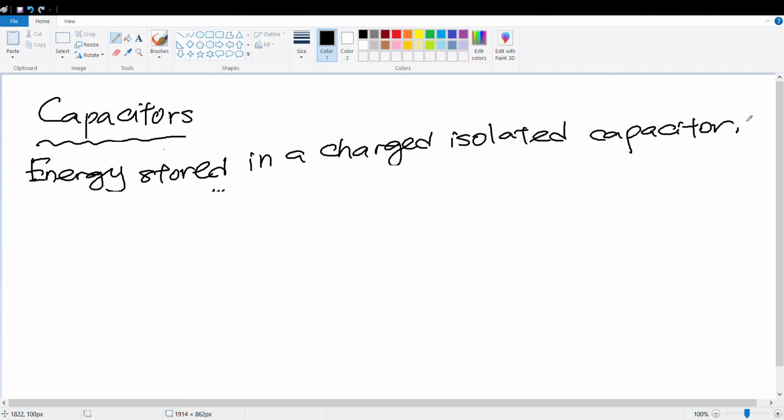Okay, so let me see what is the first one. So for the charged isolated capacitor, we know that the capacitor is not connected to the circuit or connected to a battery.